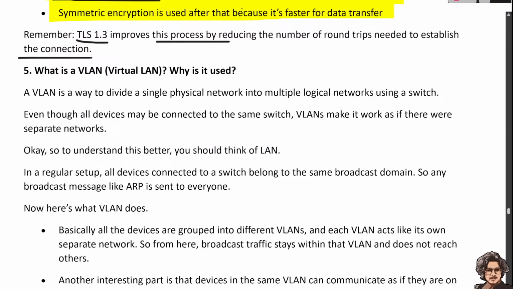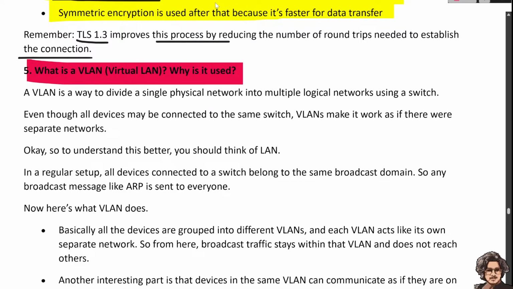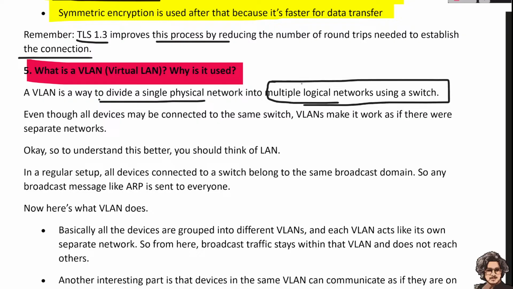So what is VLAN? We have studied earlier what a virtual LAN is and what its use cases are. Moving fast: a VLAN is a way to divide a single physical network into multiple logical networks using the switch.